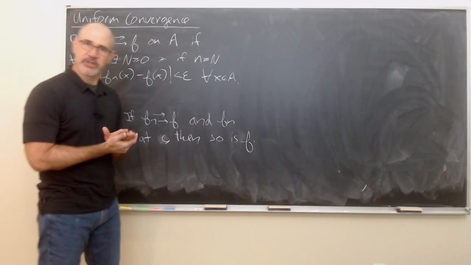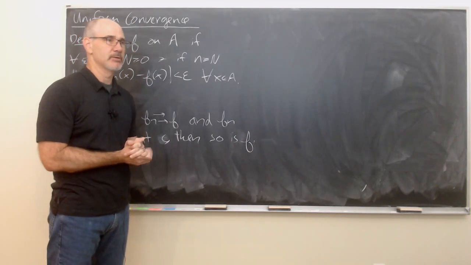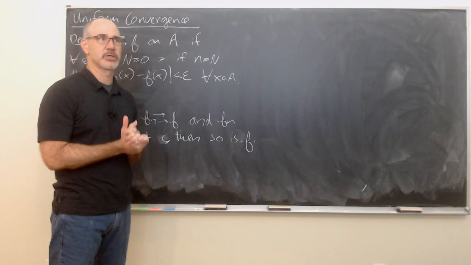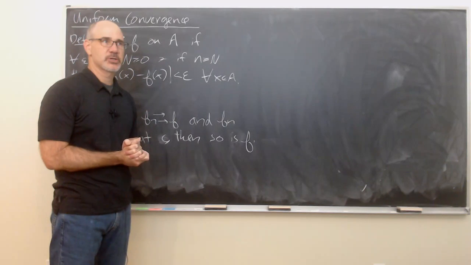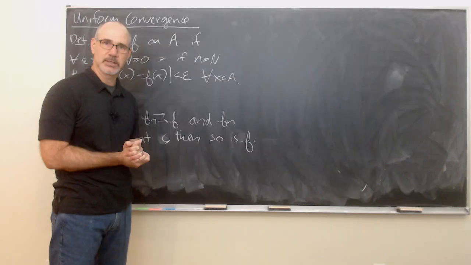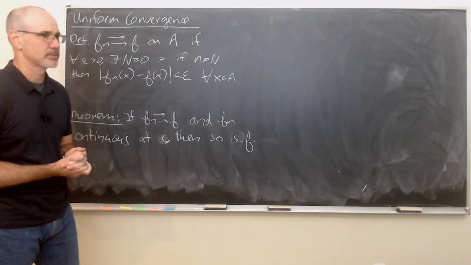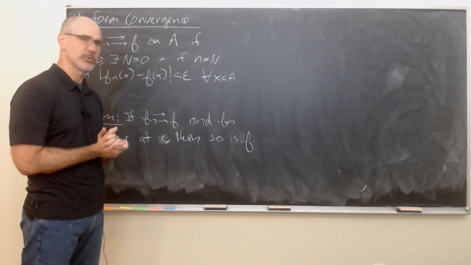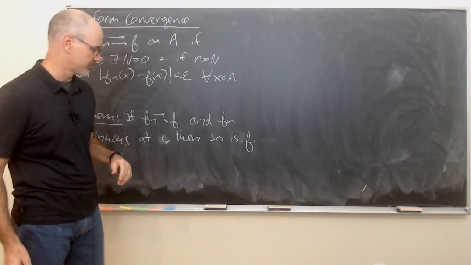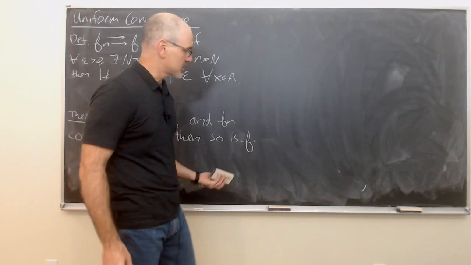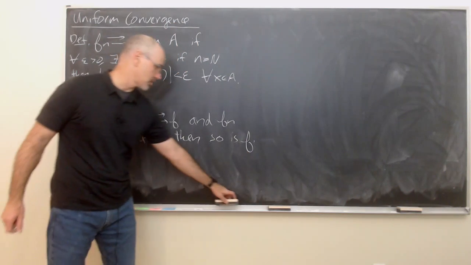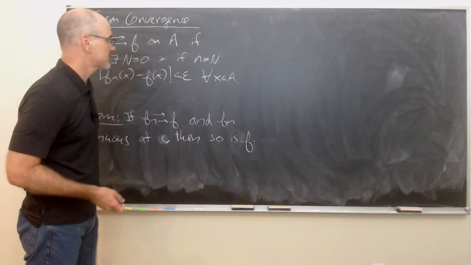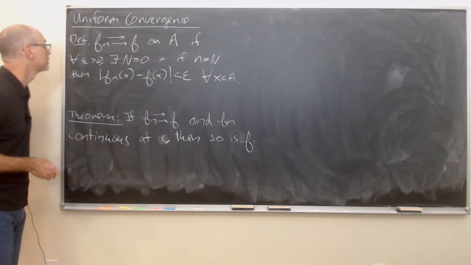Okay, so the example we finished up with last time was an example of a function sequence that converged pointwise to a function f, where every member of the sequence was continuous, but the function they converged to was not continuous. And so we mentioned that, mathematically speaking, that's not something we want to see. We would like continuous functions to converge to continuous functions. And so we now have a stronger notion of convergence called uniform convergence. So let's take a look at what that definition says.